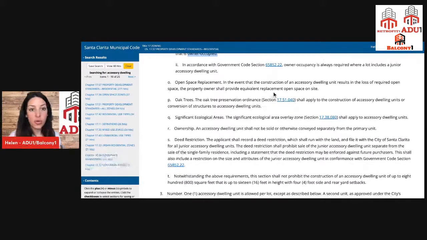Oak trees. I guess there is an oak tree preservation ordinance in Santa Clarita, which is nice. So you do have to preserve your oak trees on your property.